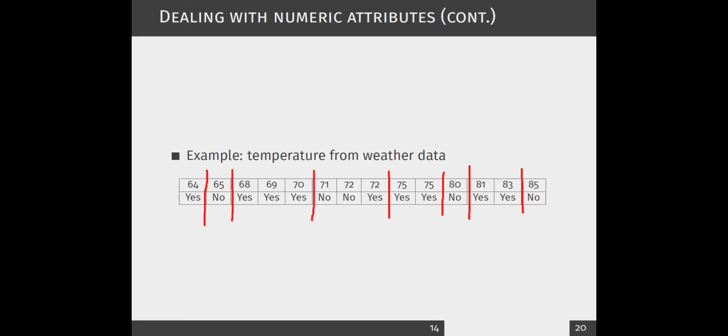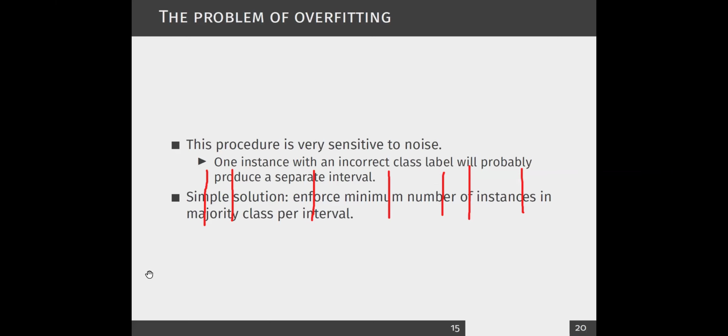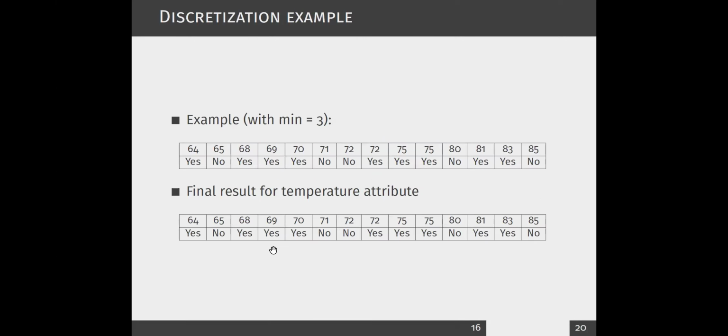The idea that we need to discuss is that we enforce a minimum number of instances. We will say you need a minimum number of instances of the majority class in an interval. This is the procedure we follow. So let's say we specify a minimum count of 3 from the frequent class. What do you mean by frequent class of 3?